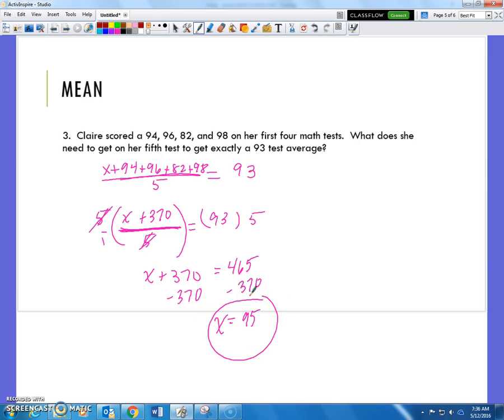Again, I want to make sure that this is clear when I set this up. I currently have 4 tests. I have 1 to go that I don't know what it is, so we call it x, and we add all the other ones together. Now the average is going to include x, so we want to divide the whole thing by 5. What we're shooting for is a 93. It's a little different than some of the equations we solved in the past. Because everything's being divided by 5, I can multiply everything by 5 to cancel out the 5s. And then it's just a one-step equation that we solved in the past.